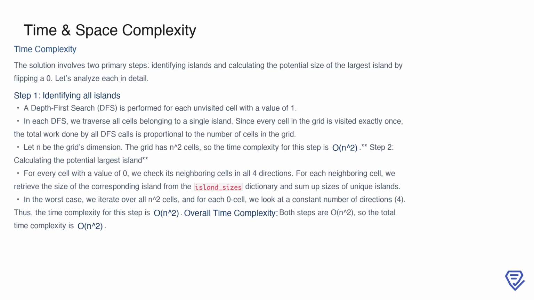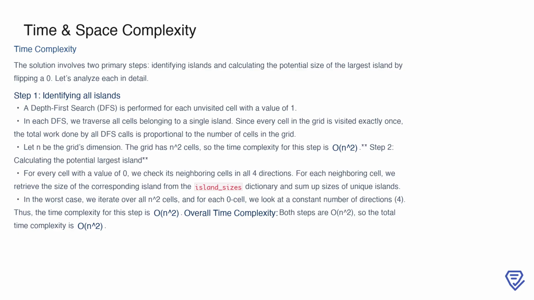In analyzing the time complexity of our solution, we can break it into two main steps, identifying the islands and calculating the potential size of the largest island by flipping a 0. First, let's consider the process of identifying all islands. This involves performing a depth-first search, or DFS, starting from every unvisited cell that has a value of 1. During each DFS call, we traverse all cells that belong to a single island. Importantly, each cell in the grid is visited exactly once throughout all the DFS calls. If we let n represent the dimension of the grid, it contains n squared cells. Consequently, the time complexity for this part of the algorithm is O(n squared).